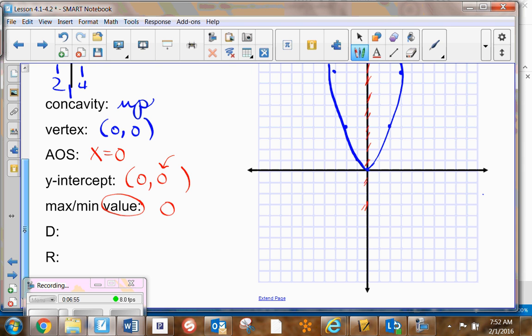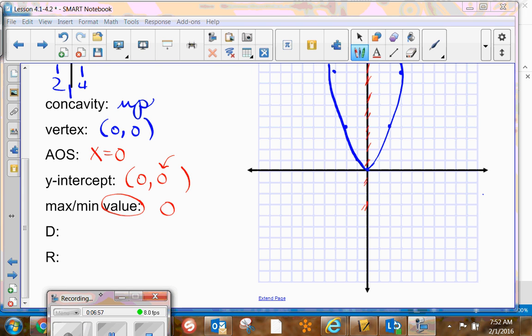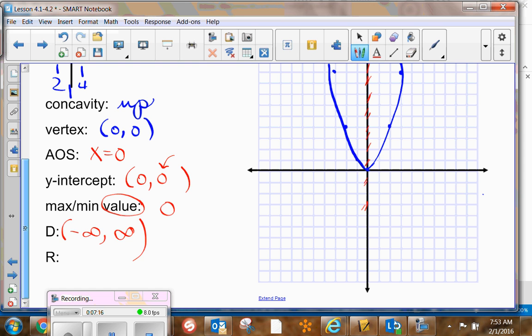What did D and R stand for? Domain and range, of course. We'll do that in interval notation, so you should be getting really good at that. How far left will it go? Negative infinity. How far right? Infinity. How far down? Including 0, up to infinity. So that's just a basic lesson on parabolas.